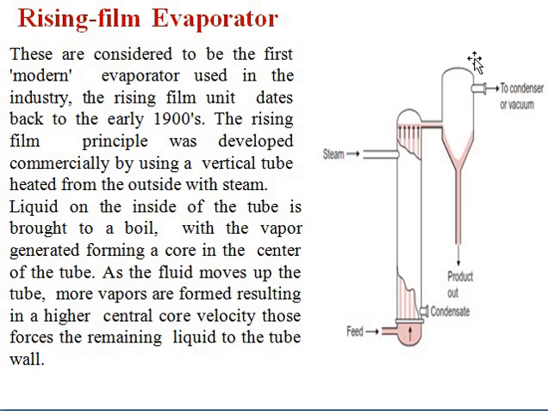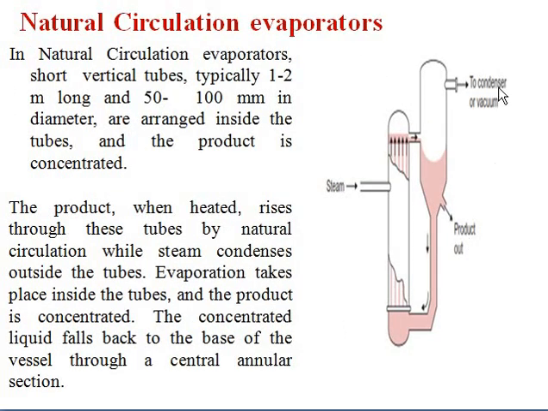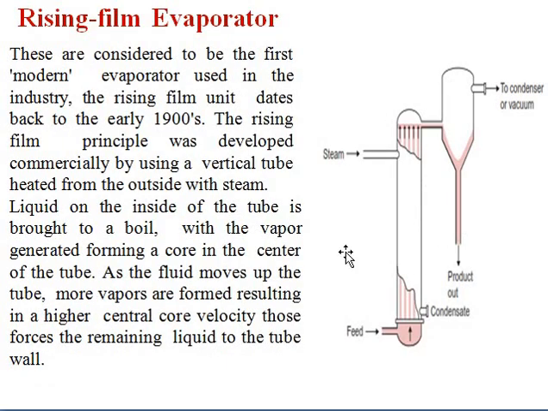Here it will come into this separation unit. This separation unit will separate out the vapors and the food products, clear. So this one is your rising film evaporator. Now there is a difference between this rising film evaporator and the natural circulating evaporators. So this one is your natural circulating evaporator, and this one is your rising film evaporator.